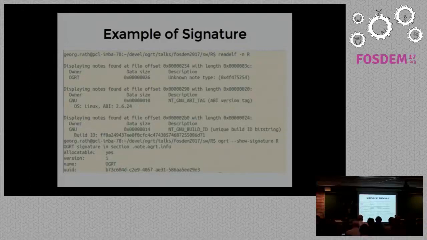So that would be an example of a signature. You can do it with readelf. So in the first output here is OGRT, which for readelf is an unknown type. And then you have the ABI compatibility and the build ID that's done by GCC. So that's a mechanism that's pretty well known and it works very well. And down here, if you use OGRT to look into the signature of, in this case, R, you see that you have a unique ID. Allocatable means it gets loaded into memory when it's run, and the version number.